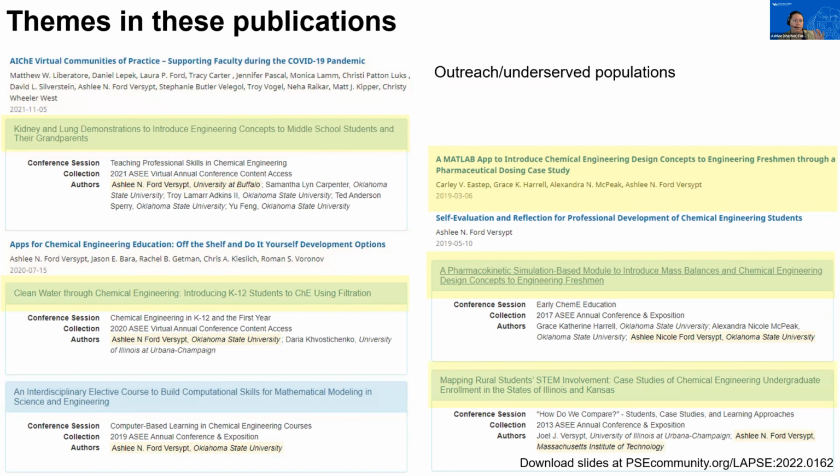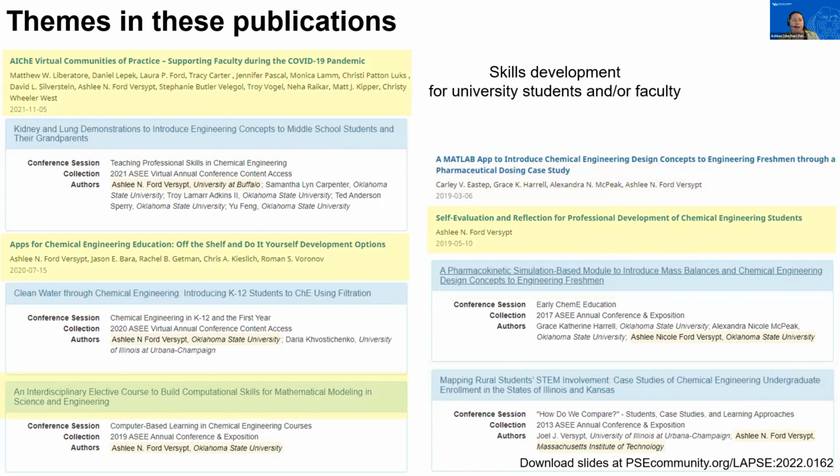Additionally, a subsection of these papers focus on outreach or studying underserved populations. Several of our tools were developed specifically for targeted outreach activities, and then we also disseminated the entire package of our workshop materials for two different contexts, for clean water and water filtration, and then also our kidney and lung demonstrations. And then the third theme is about skills development.